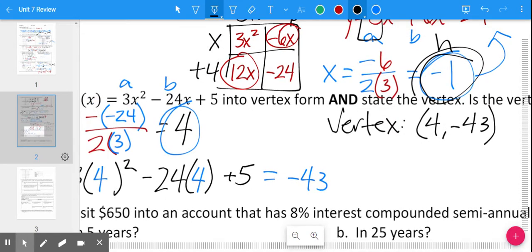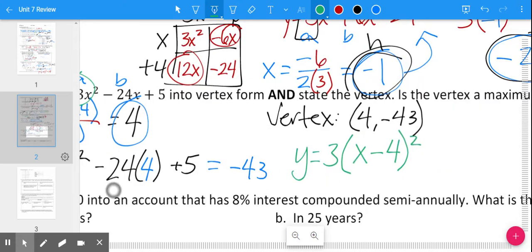The a value, again, we need that for our formula. The a value is 3. So we write y equals a is 3 times x minus h is 4 squared plus k. So plus a negative is subtraction.